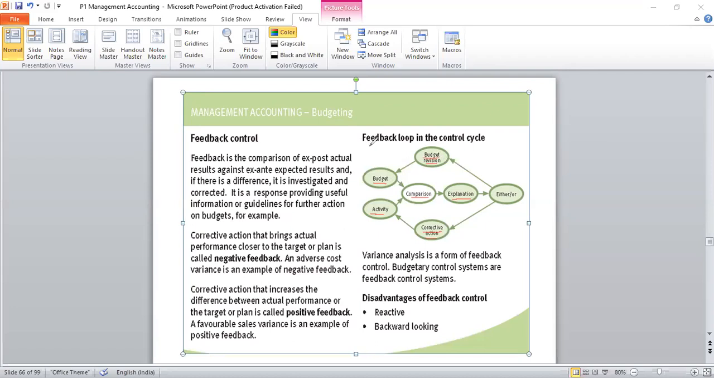So what is feedback loop? They are comparing the ex post actual result with the ex ante expected result. Expected result is budget. Actual results are the actual activity. So these two things are compared, and whatever is the possible course of action which has to be taken up to correct the deviations, they are corrected. Sometimes it is also to look into the feasibility of implementing a budget. If it is not possible to implement a budget, then the budget also is revised.